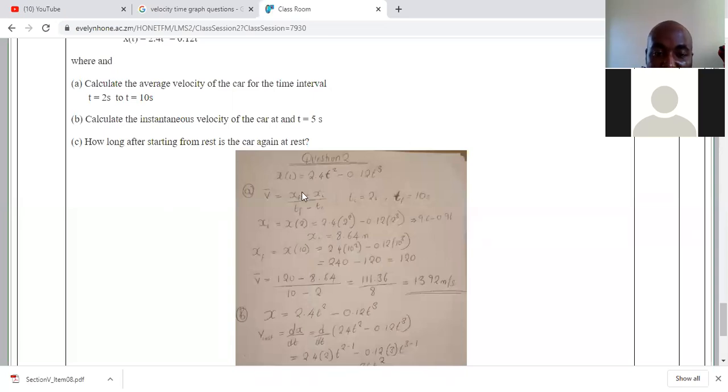Then now, you substitute back up, where it says the average velocity is final position minus initial position over final time minus initial time. So it's 120 minus 8.64, all of this over 10 minus 2, which is the time interval. So it's 111.36 over 8, which is 13.92.